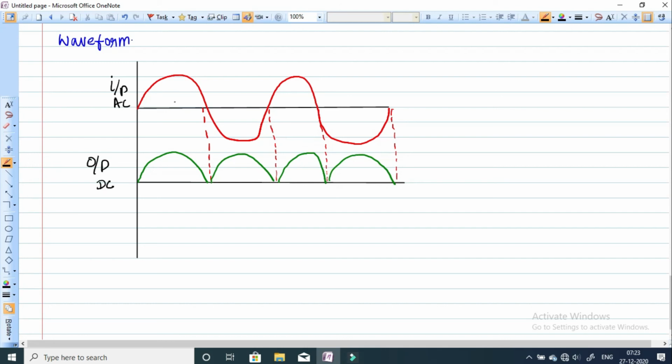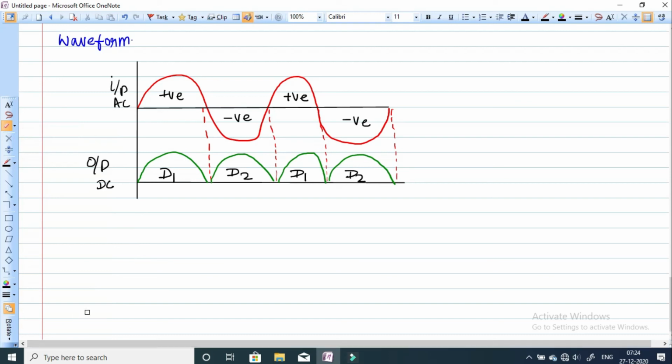Voltage and current waveform we can draw. This is your positive cycle. In the positive cycle, diode D1 is conducting and you are getting the current. In the negative half cycle, diode D2 is conducting and we are getting the output current. Similarly, in the positive half cycle, diode D1 is conducting, and in the negative half cycle, diode D2 is conducting. So this is the waveform of the positive half cycle and negative half cycle, or the input AC and output DC. We have seen this waveform.